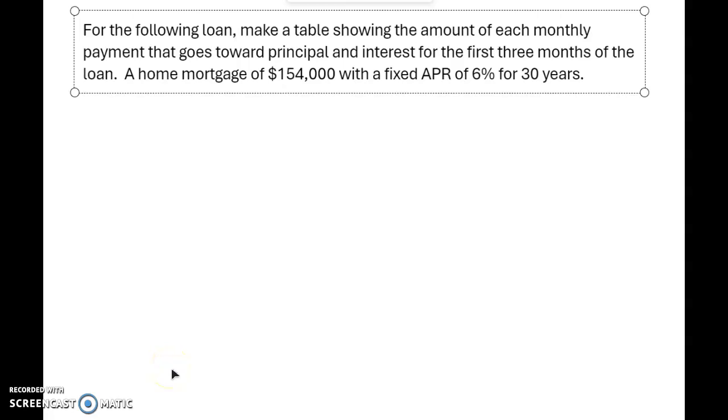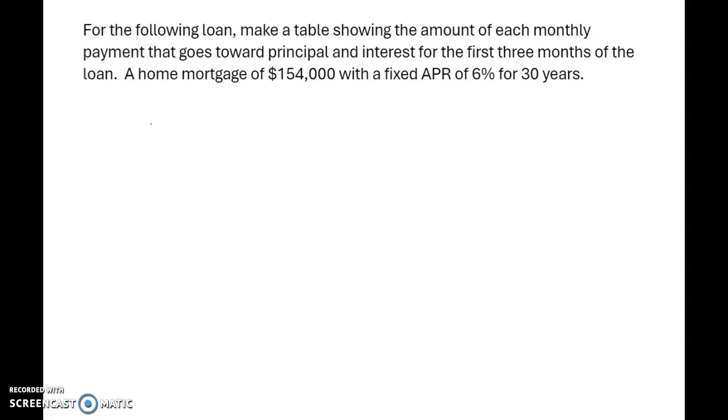So our problem says we want to make a table showing the amount of each monthly payment that goes towards the principal and the interest for the first 3 months of the loan. Home mortgage of $154,000 with a fixed APR of 6% for 30 years.